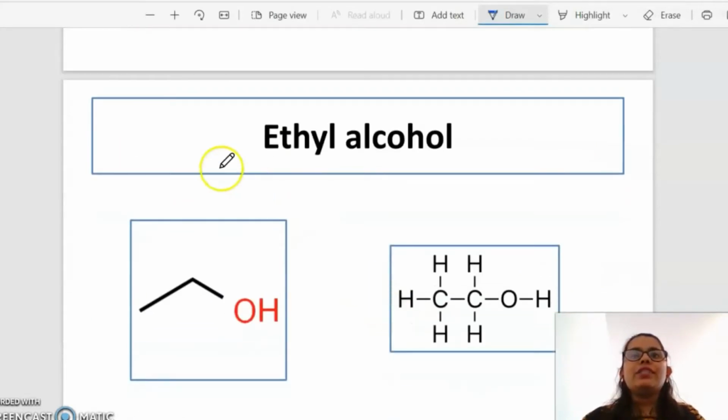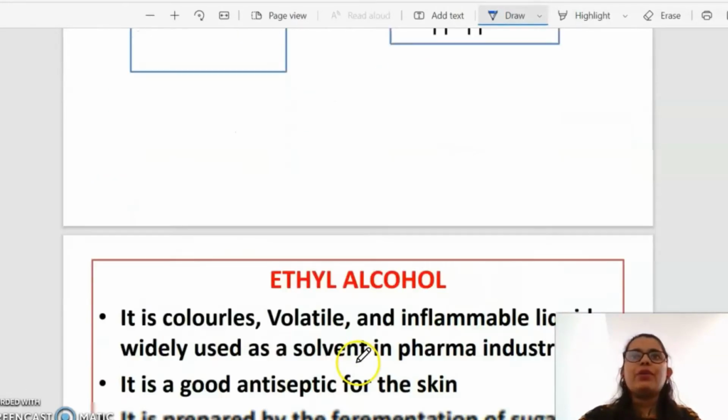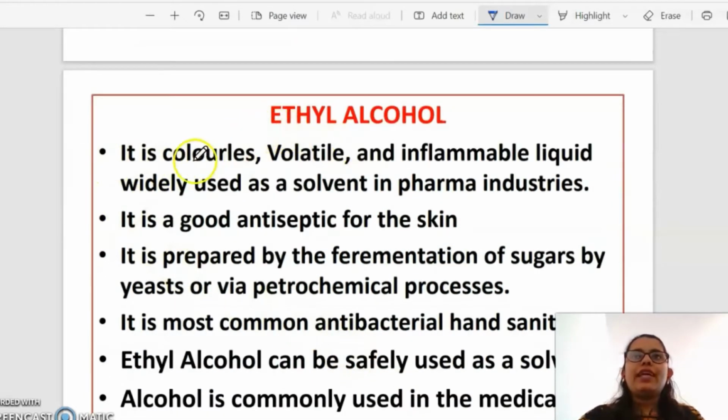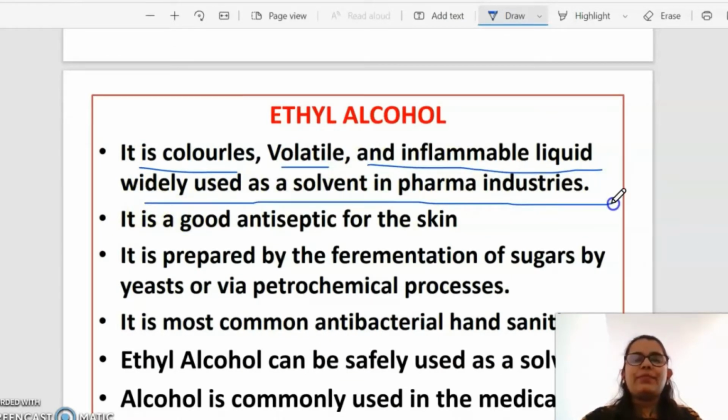Okay, so first is ethyl alcohol. You know the structure, that is CH3CH2OH. In the exam you have to write it in the same way, CH3CH2OH, or you can write it in this second way also. Okay, the first use of ethyl alcohol is that it is a colorless, volatile and inflammable liquid, widely used as a solvent in the pharma industry, in labs, for cleaning purposes, for many things. So in the exam you can write those points, you will get the marks.